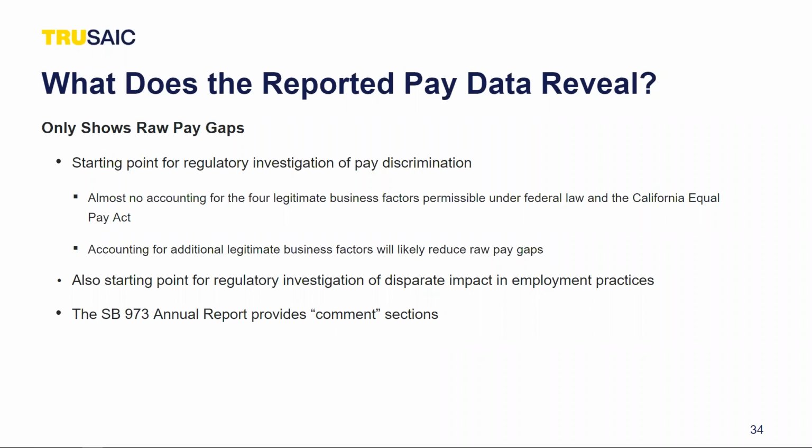In addition to reporting pay in 12 broad pay bands and the 10 federal job categories as the only identifiers distinguishing workers by measures of skill, effort, and responsibility, the majority of identified pay gaps may be explained by differences in legitimate business factors, but the DFEH doesn't know that to be true in any particular case. They just don't have the data. They're not asking for the data to make those determinations.